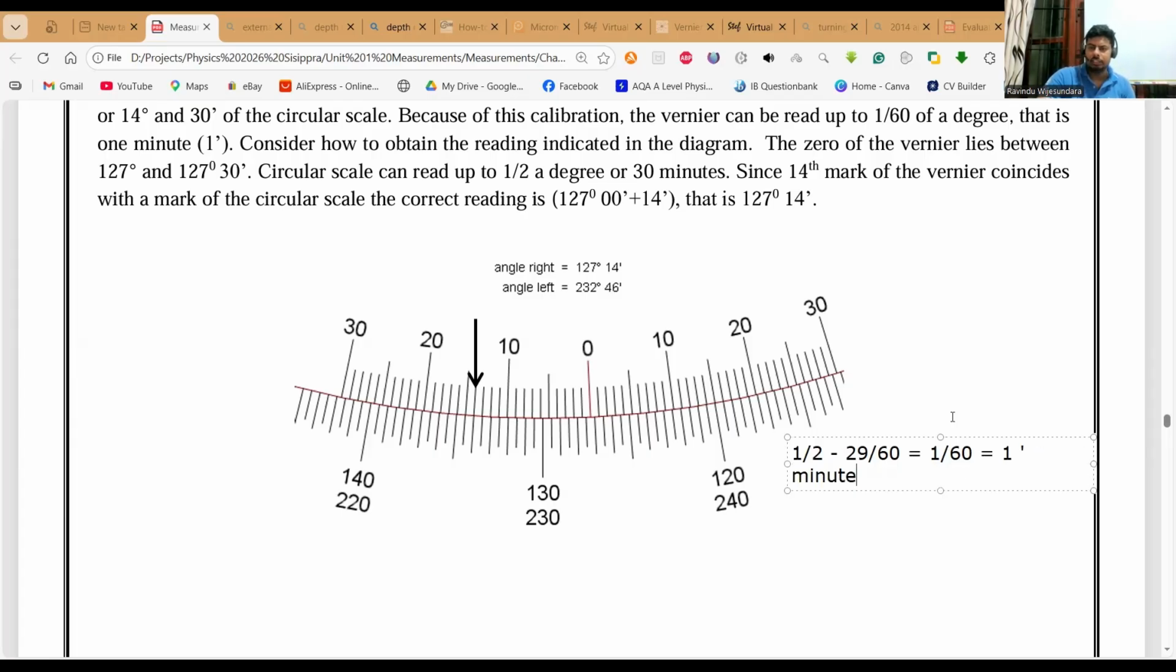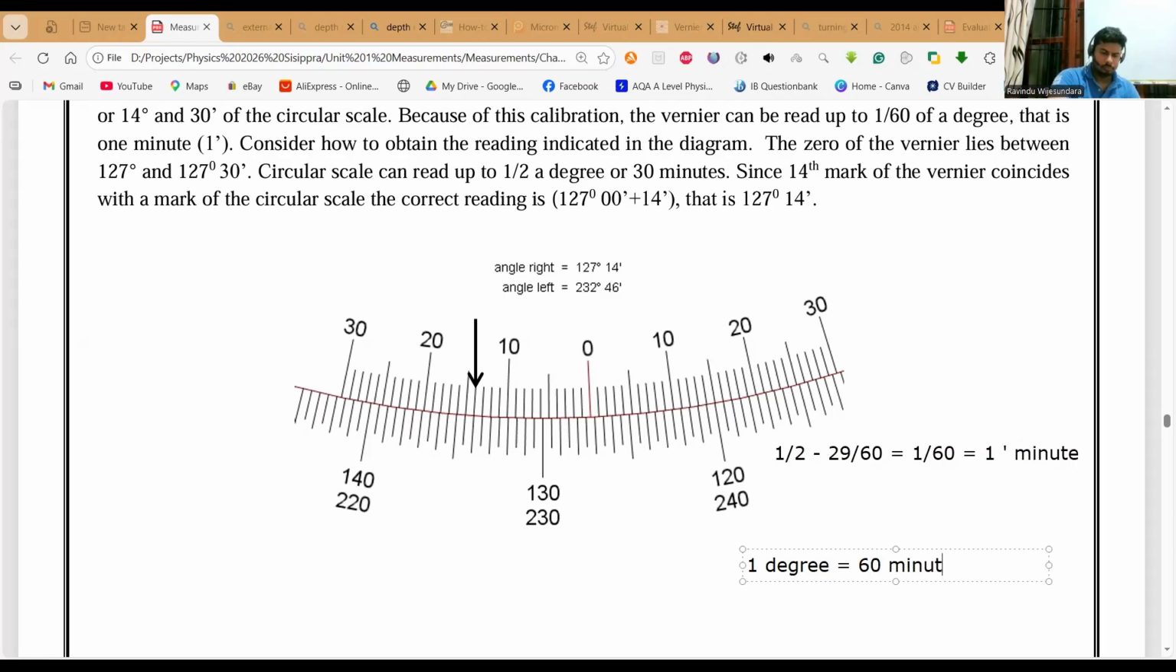In angles, there's a special thing called minute, right? So 1 degree is equal to 60 minutes. We call it like that. If I write it separately, the relationship: 1 degree equals 60 minutes. So this is the relationship between degrees and minutes.